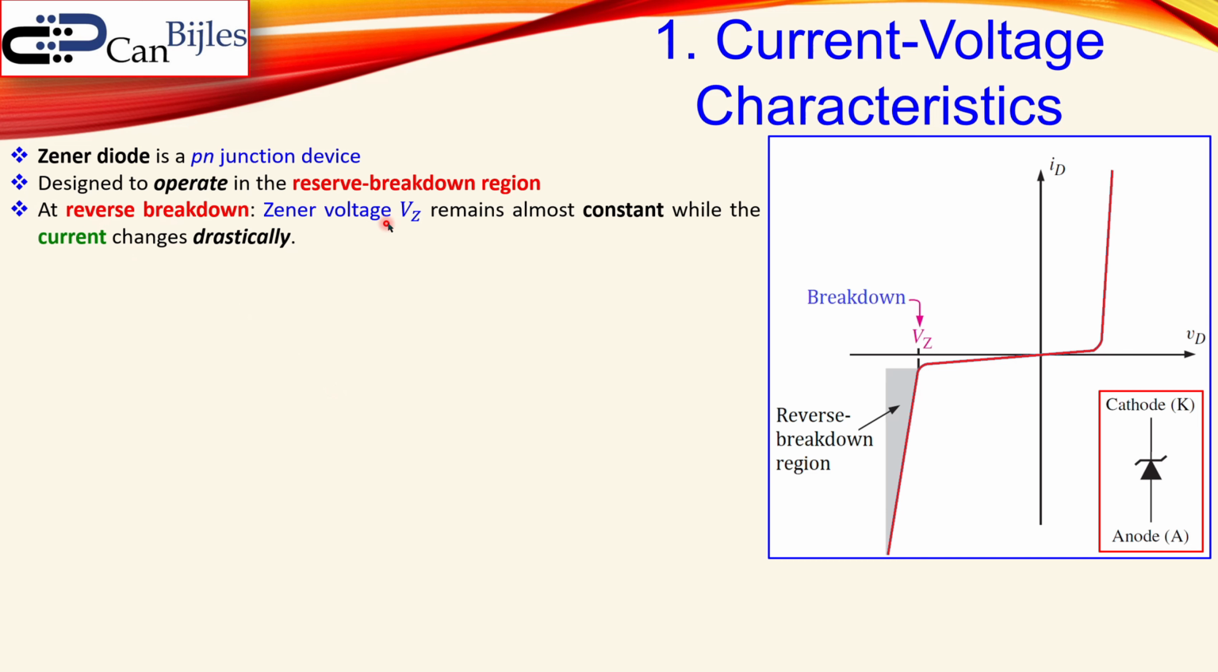So at the reverse breakdown, the Zener voltage, VZ, remains almost constant, almost, not exactly, while the current changes drastically. So the current can change here, let's say from 1 milliamp all the way to 100 milliamps, but the voltage can be around 5 volts, maybe a little bit up, a little bit down. So that is approximately 100 or 200 millivolts up and down. So there's a very large change in the current, but a very small change in the voltage. That is also the purpose of this Zener diode, to keep the voltage at a very constant level.